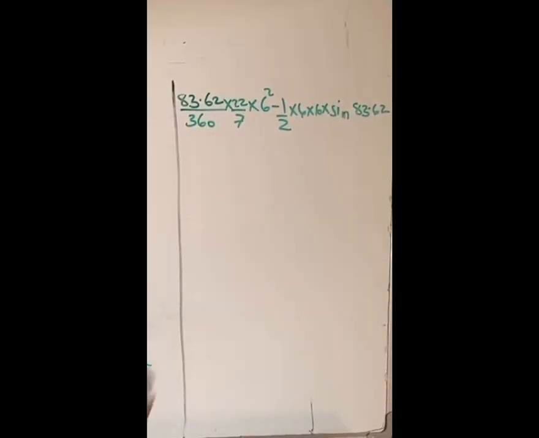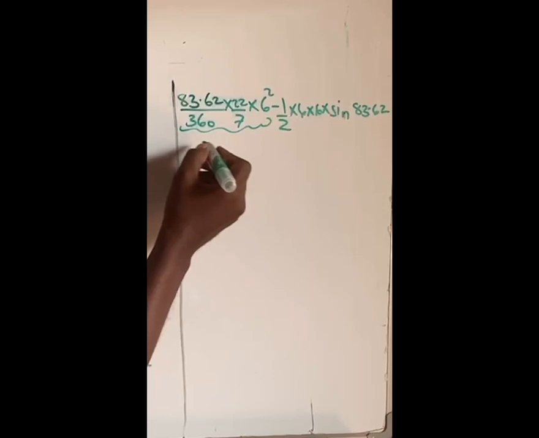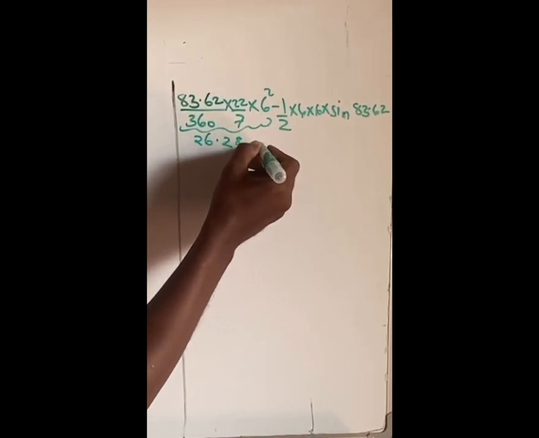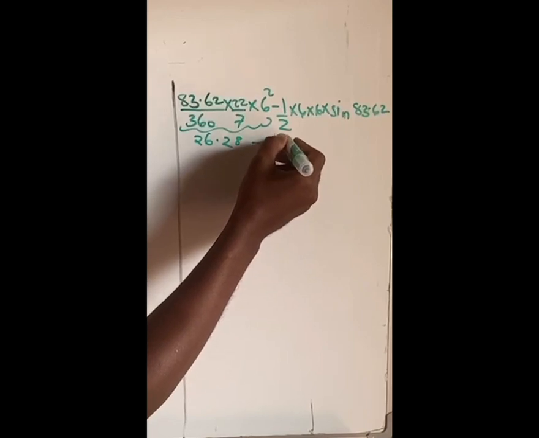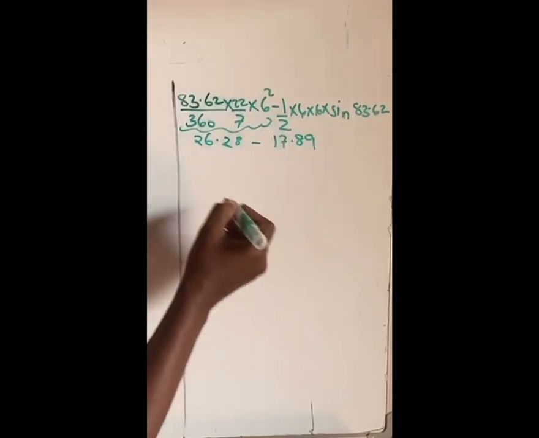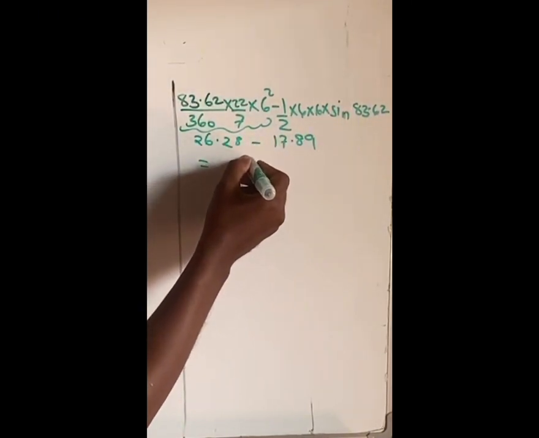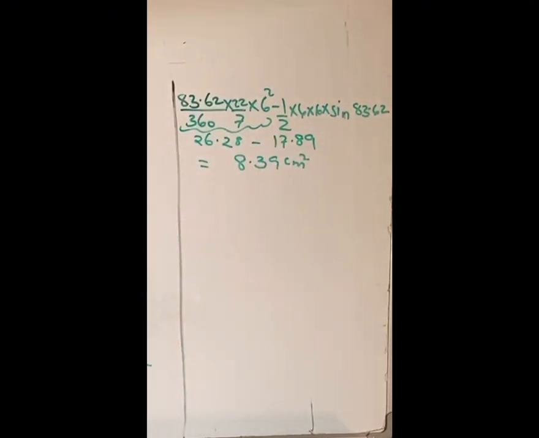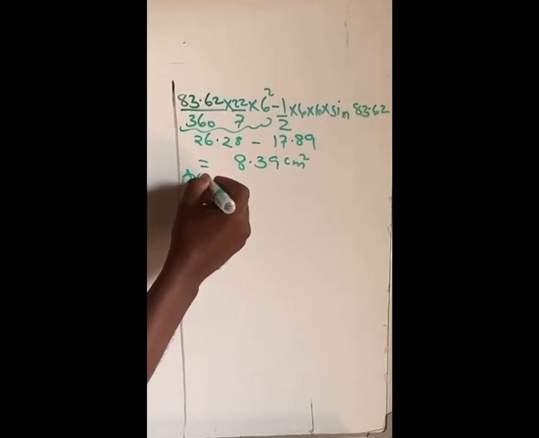Using a calculator, what we get from this is 26.28 minus 17.89, and that gives us 8.39 centimeters squared as the area of the shaded part 1, which we call the area of segment 1. Then we can proceed to the area of segment 2.